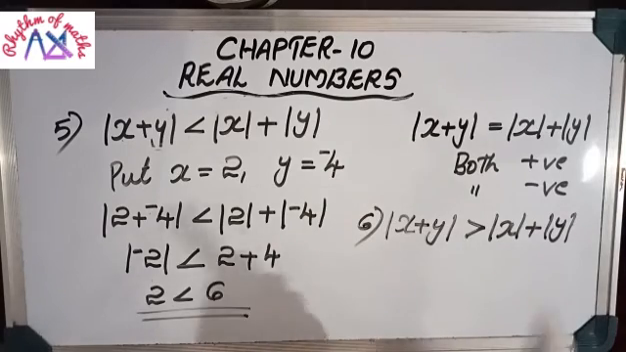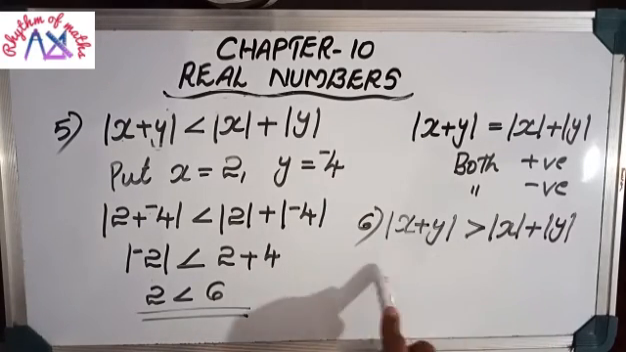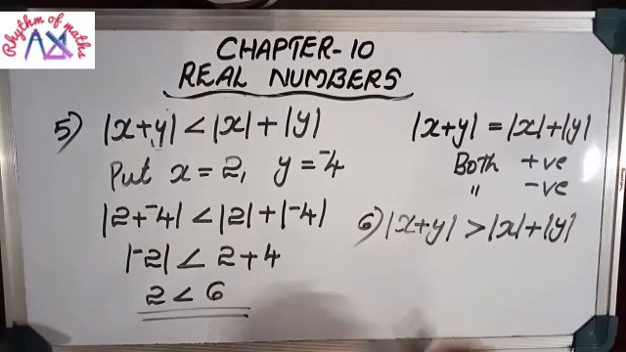For any two numbers, this inequality won't be satisfied. So the answer is no. No other numbers are there. Next is question number 7.